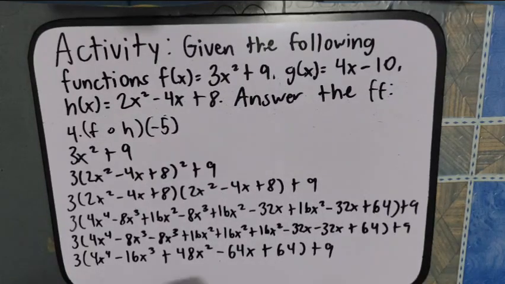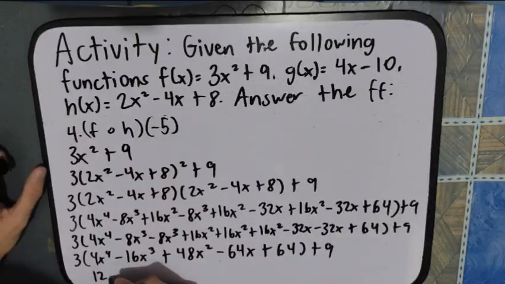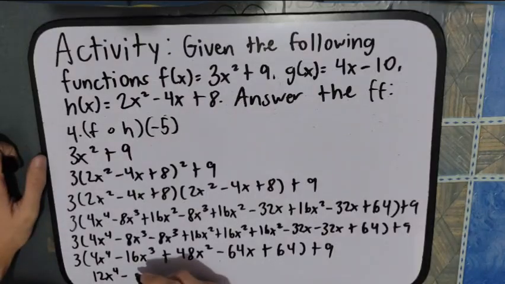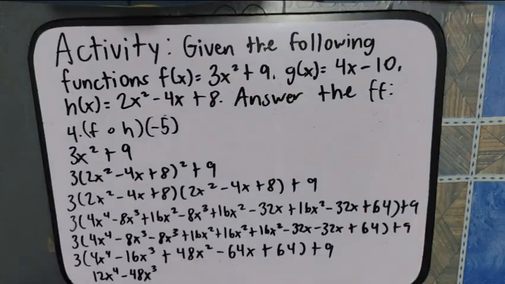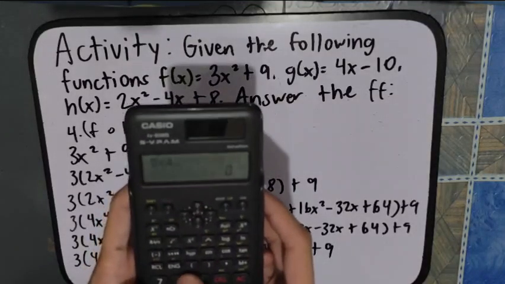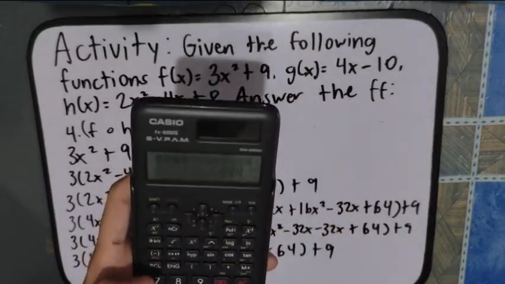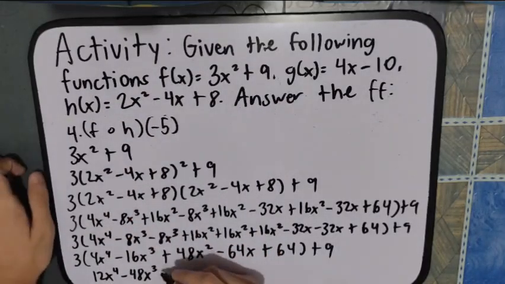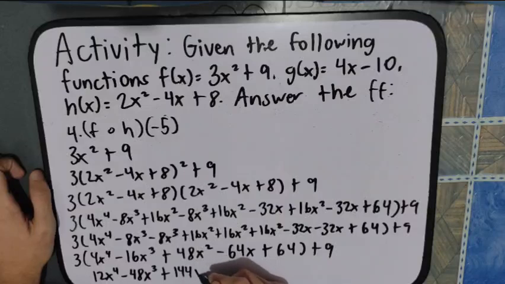So 3 times 4x raised to 4, we have 12x raised to 4. Then 3 times negative 16x cubed, we have negative 48x cubed. Then let's get our calculator. 3 times 48, we have 144. So positive 144x squared.